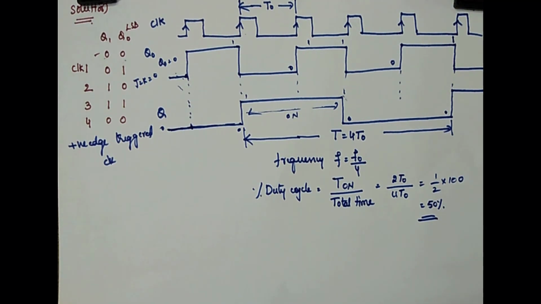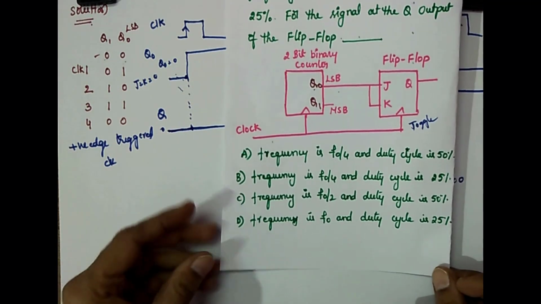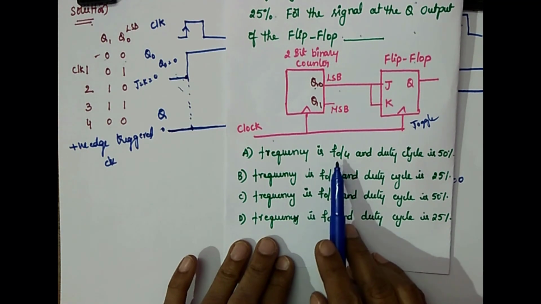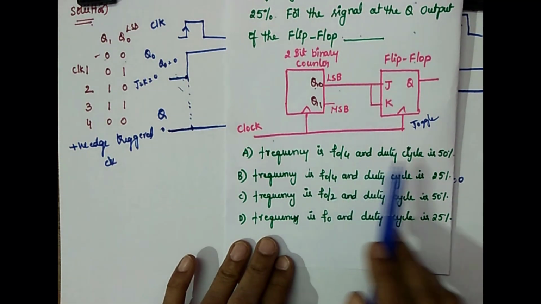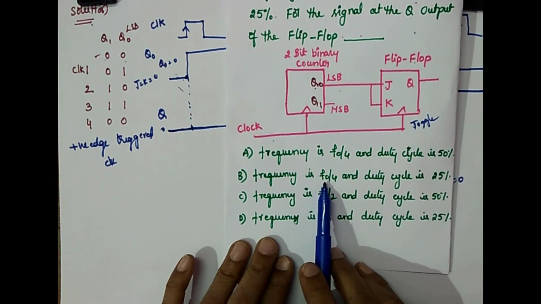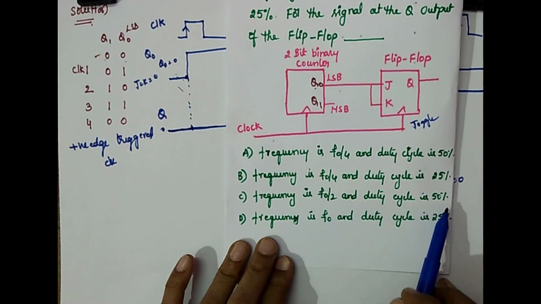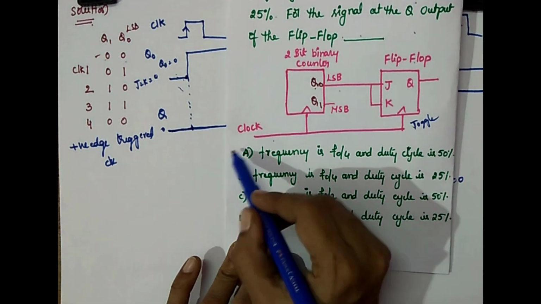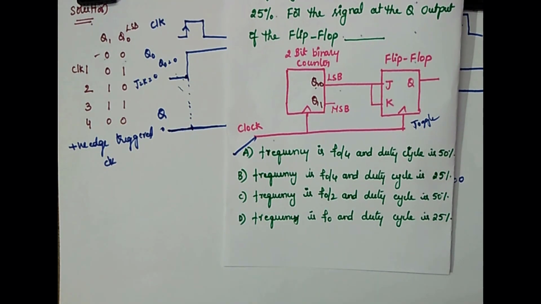So what is the answer here? You observe the options. Yes, frequency F0 by 4 and 50%. The options are F0 by 4 25%, F0 by 2 50%, F0 25%. So this option is correct.